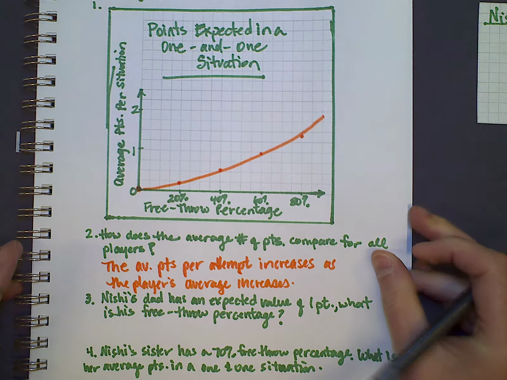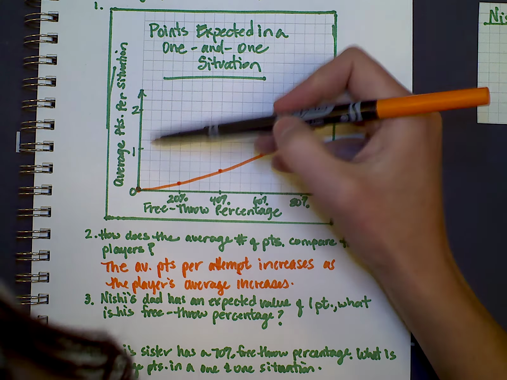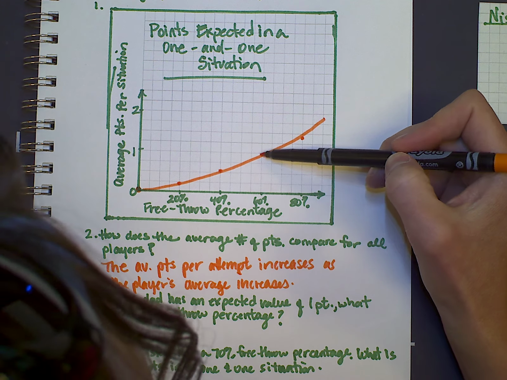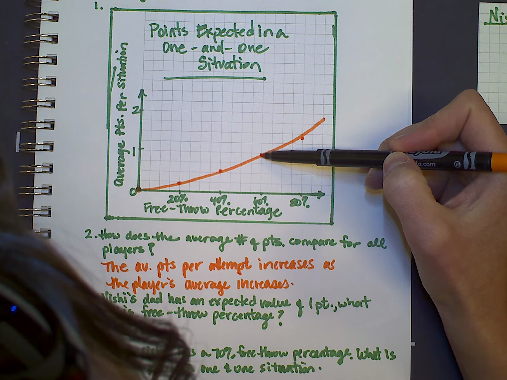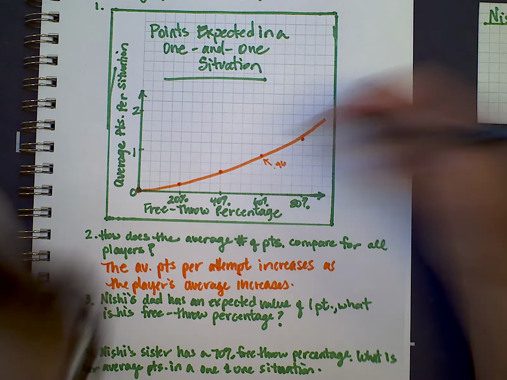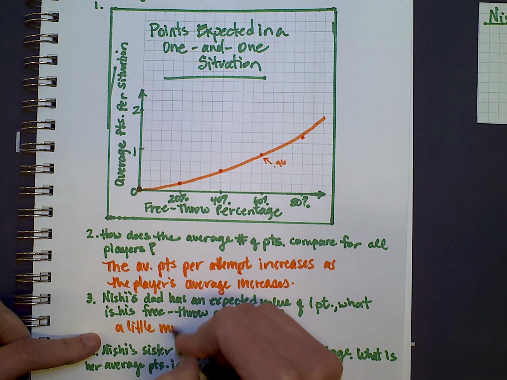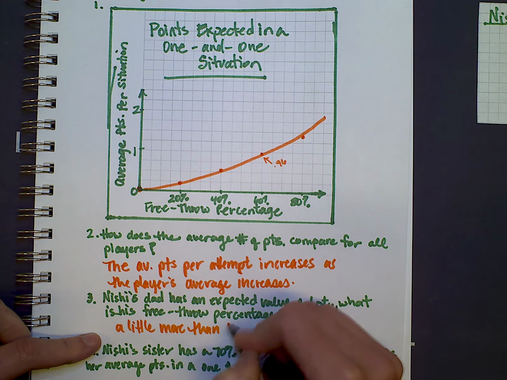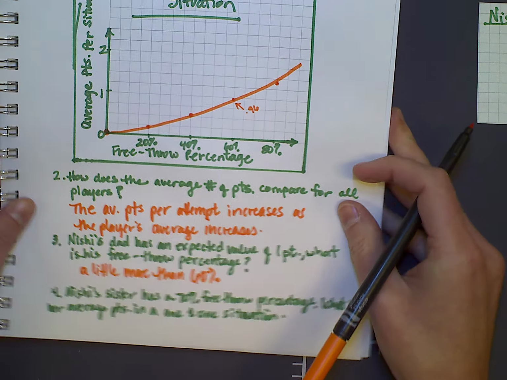Okay. Nishi's dad has an expected value of 1 point. So what do you think his free throw percentage would be? Well, if his expected value is at 1, we know that it's going to be a little bit greater than 60%, because 60%, remember, was at 0.96, and if he is at 1, just above that, we would know that it needs to be a little more than 60%.